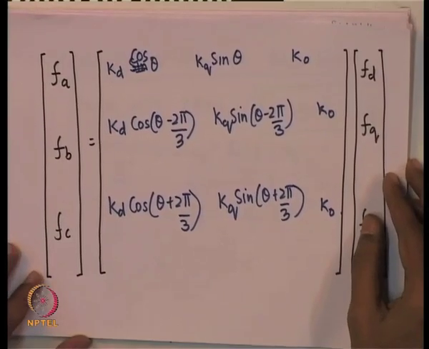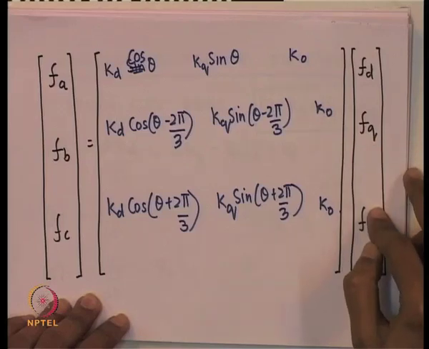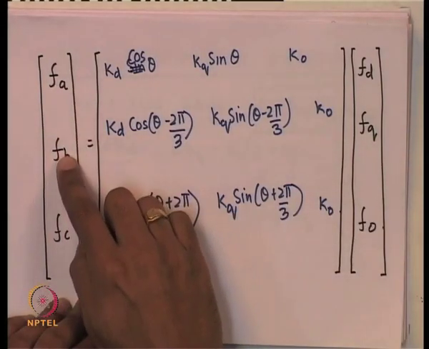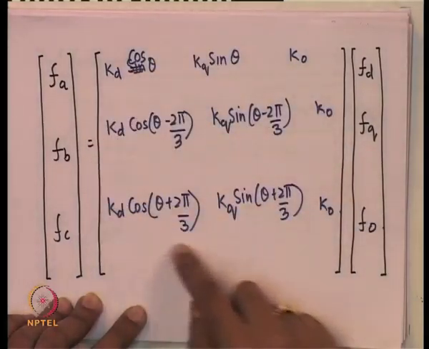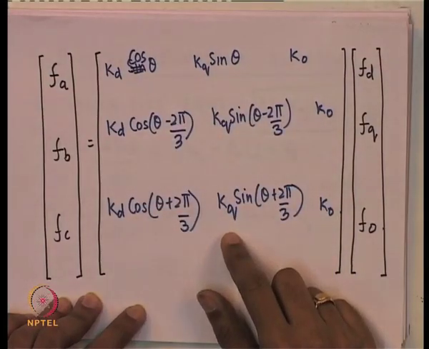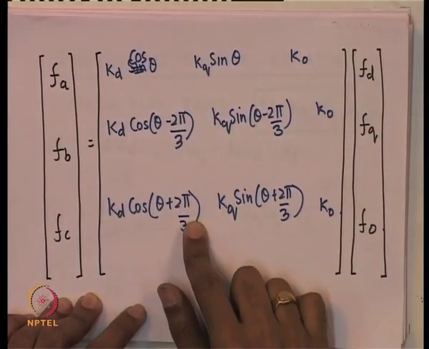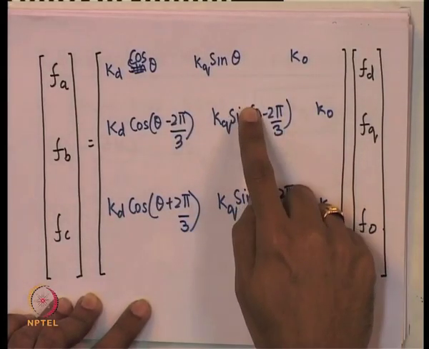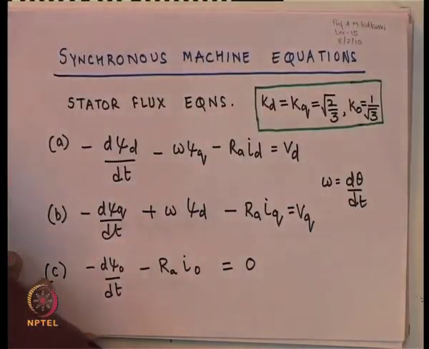That theta is of course the electrical angle, and it would be instructive to just look at the transformation once. So we can express FD, FQ, and F0 in terms of FA, FB, and FC, and vice versa. In this case, this transformation is what we refer to as CP. And this of course is cos theta, minus 2 pi by 3, cos theta plus 2 pi by 3, and similar things for sine. Now, the inverse transformation of course is given by this.